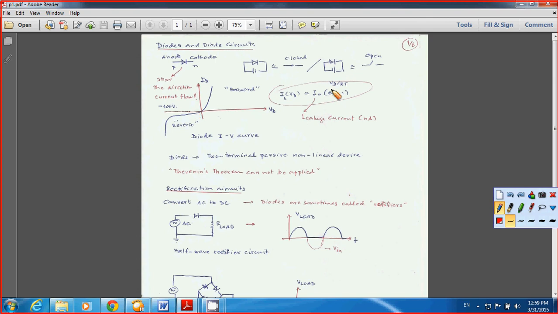Now for the reverse bias, you have VD become negative here, so this term becomes very small. You end up with negative I0. So that's why you have the leakage current here. This is your I0. It's a very small number in the range of nanoamp.